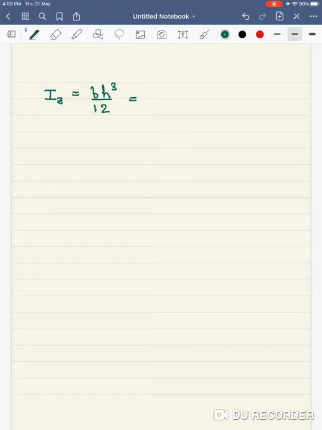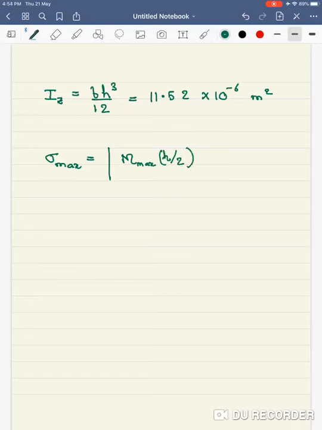According to my working out, I_z was 11.52 into 10 to the minus 6 meters to the fourth, and sigma max is basically my max bending moment into the y max, which in this case is h by 2, divided by I_z, and you just put a plus and minus over here.